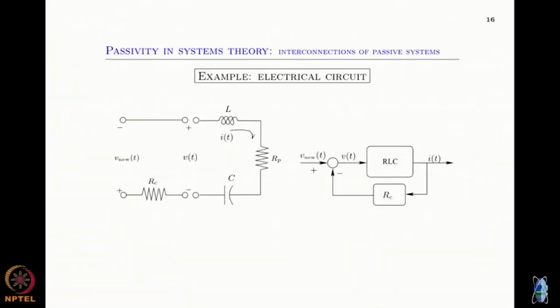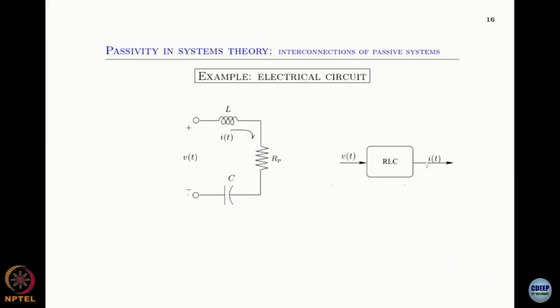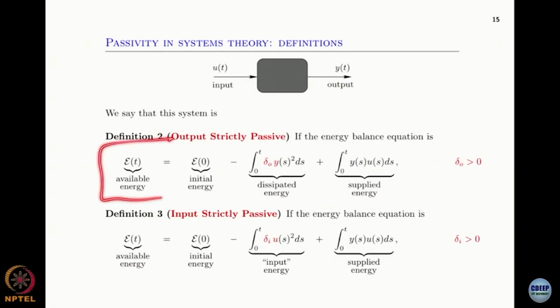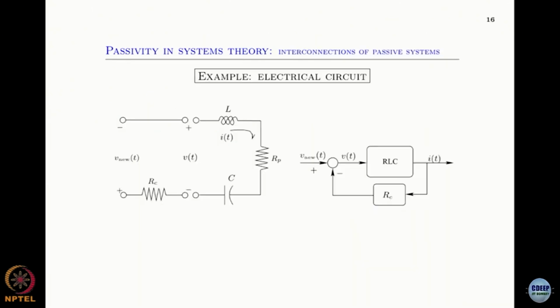So once again, the electrical circuit. Let's see what happens to this circuit. We already saw that if we have a resistive element, we actually have this integral of I square R, right? Sitting there with a minus sign. So that means that system satisfies this balance equation, right? So my RLC circuit is output strictly passive. So what can I do with a system that is output strictly passive? Well, I can, for instance, interconnect it with another system that is passive.